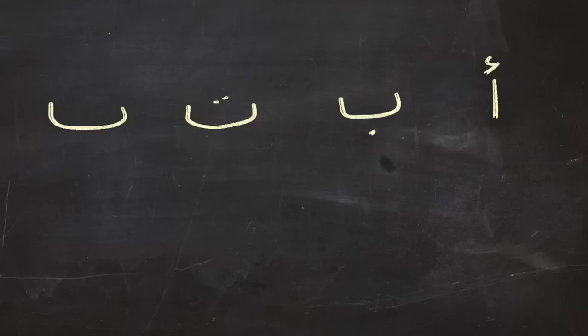Alright, so let's get started with the first group of letters. Now, for today's lesson, I have divided the letters that we're going to talk about into 2 groups. The first group will be made up of 4 letters: Alif, Ba, Ta, and Tha. And we're going to start with the first letter of this group, Alif.